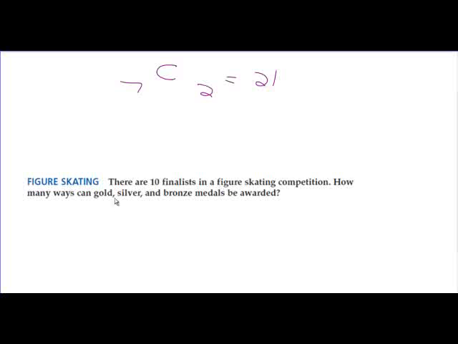How many ways can gold, silver, and bronze medals be awarded? Well, what does gold, silver, bronze mean? First, second, third. So we have 10. We're going to choose 3, and the order matters, so it's a permutation. So we have 720.